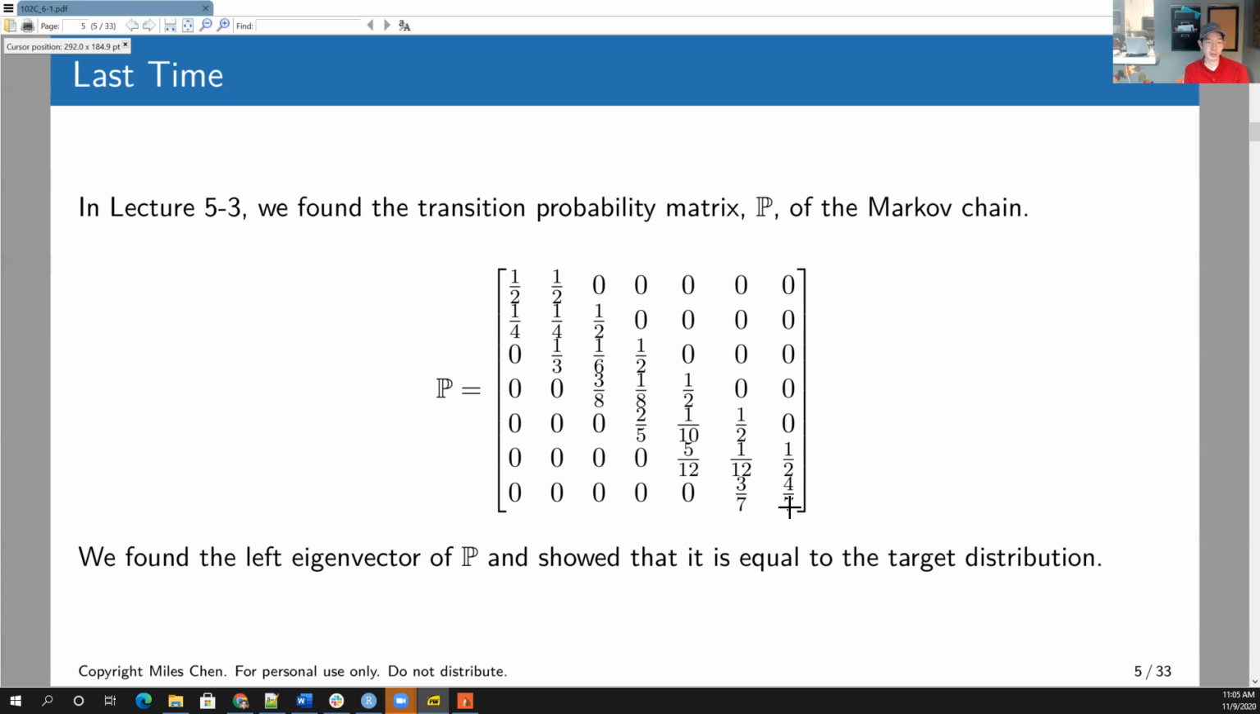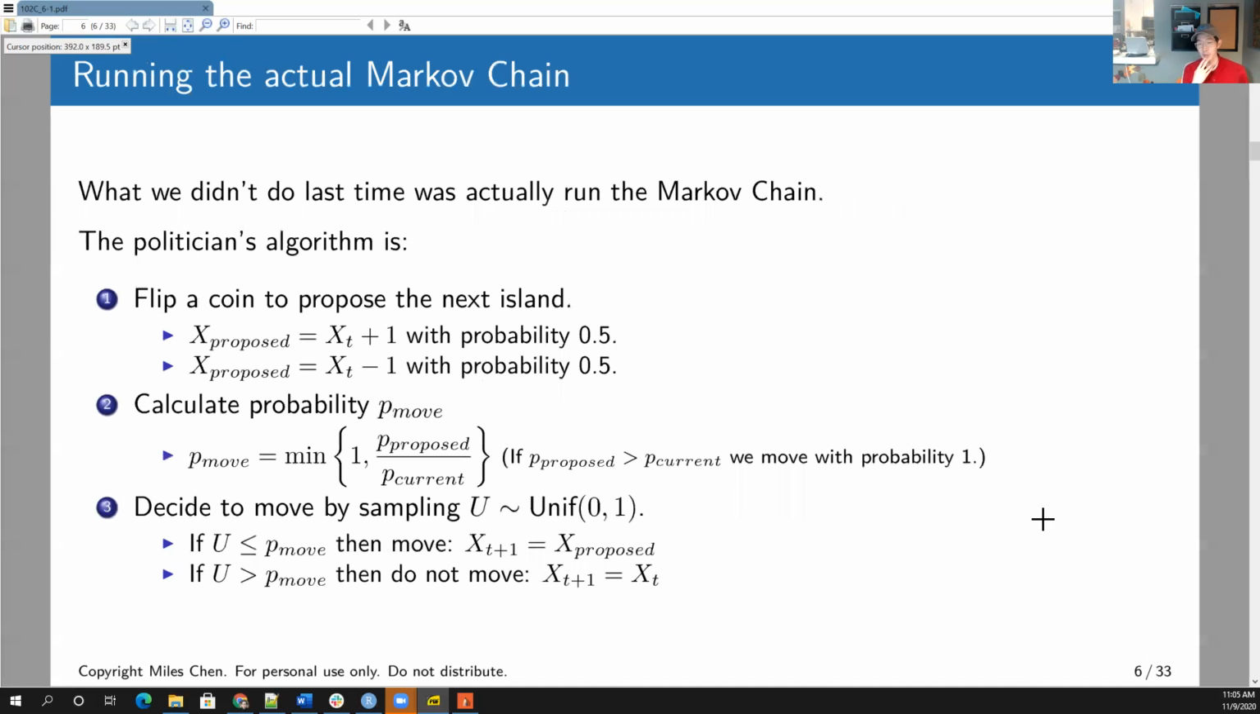We went through all of this. We figured out the transition probability matrix and found the stationary distribution. We showed that the stationary distribution pi times P is equal to pi, so you get the stationary distribution back, and that pi is equal to the target distribution, which is what we want. What we didn't do was actually run the Markov chain itself. So that's what I'll do here.